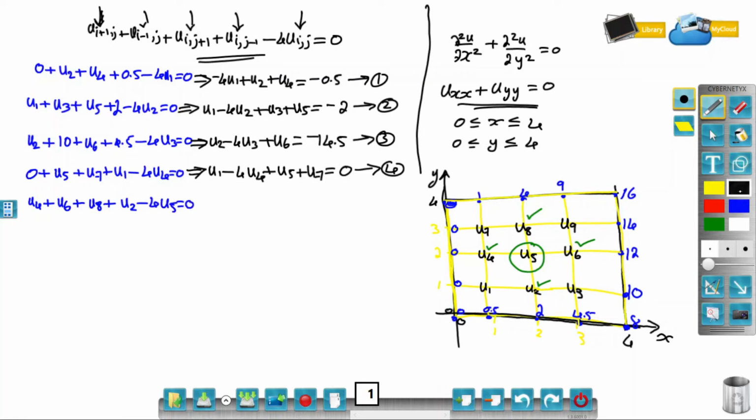Okay. So actually no need to solve it, but I am going to copy this one. So I am going to rearrange this term. So we have U2 plus U4 minus 4U5 plus U6 plus U8 equal to 0. So this is equation number 5. Is it okay? So we have 5 equations now.